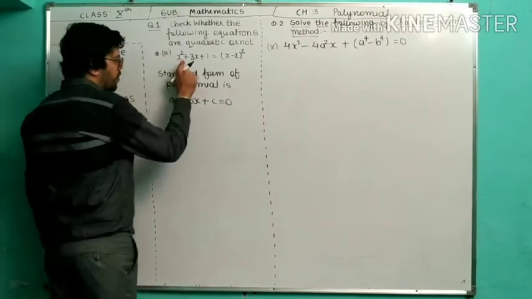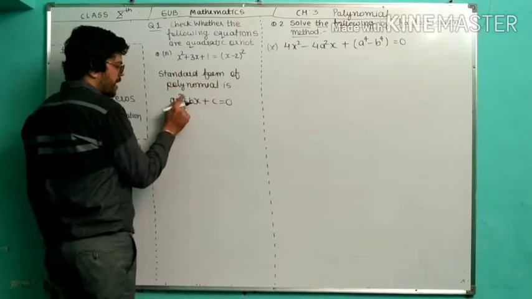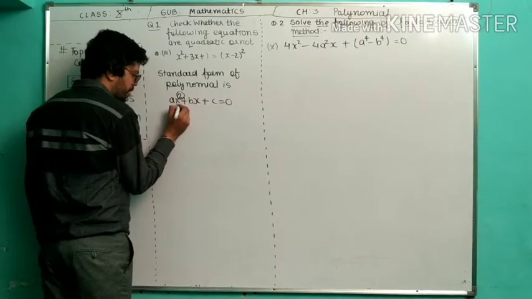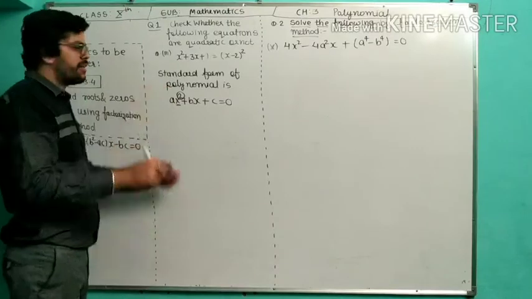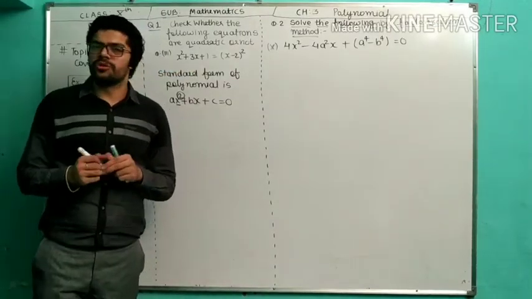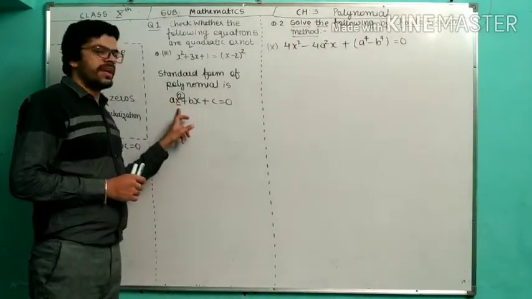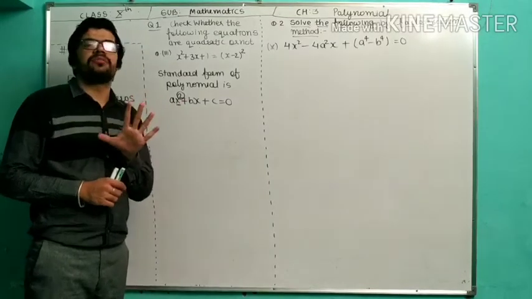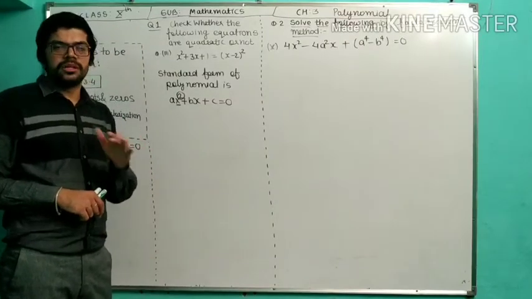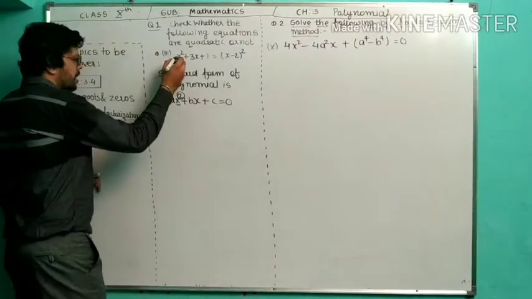If after solving this condition you find the maximum power of the variable is 2, then you can say that it is your polynomial. I hope you understood. Again, I'll repeat this statement: if the maximum power of the variable is 2, not more than 2 and not less than 2, then we can say that it is a standard polynomial. So let's start to solve this question.